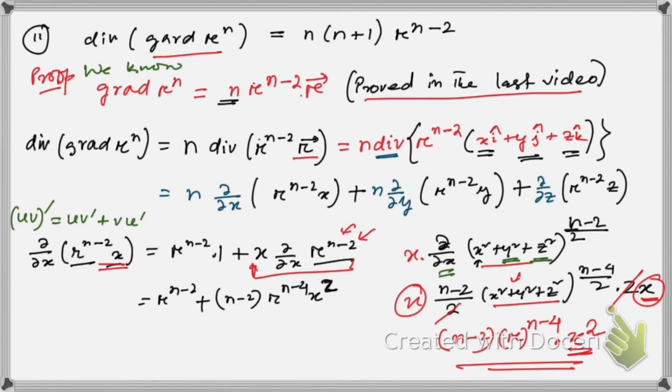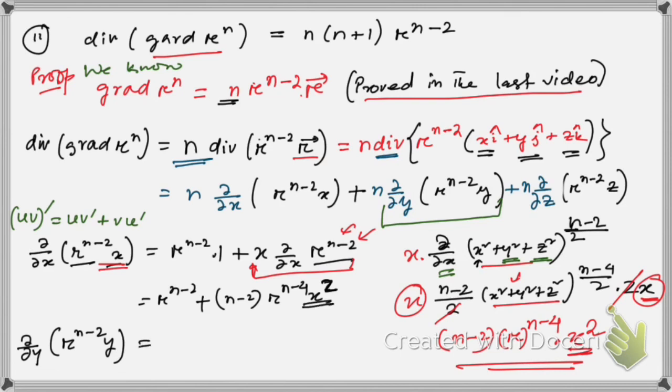Similarly, you can find the partial derivative of the y component and z component as well. Here you see I have made a mistake. That should be plus, I have missed the n del by del z, because we have n here, right? Then similarly you will get del by del y of r to the power n minus 2 y. If you find the partial derivative of this, just replace this x square by y square, that will be your result, right? So r to the power n minus 2 plus n minus 2 r to the power n minus 4 y square.